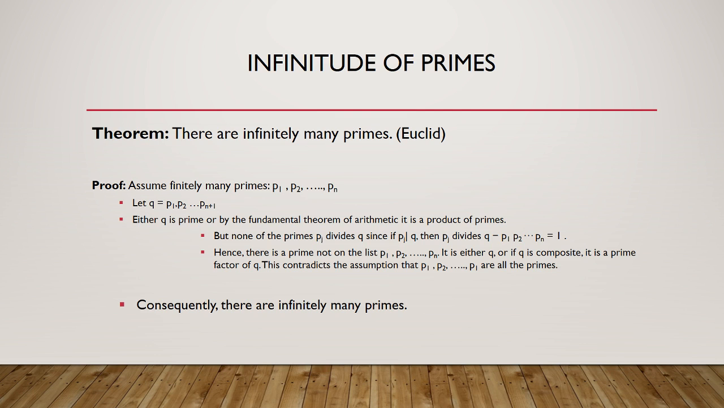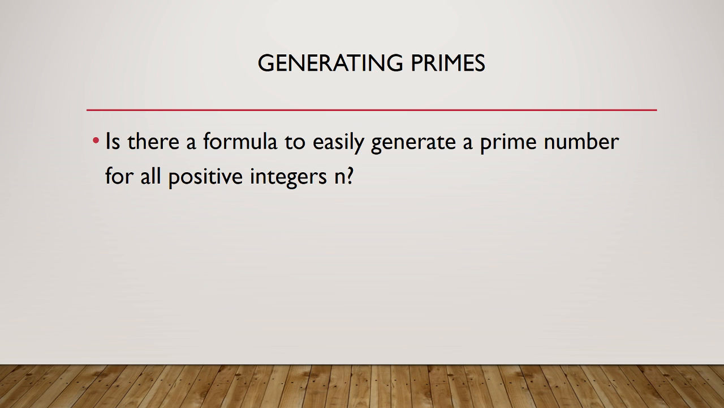So if it's like 4, then it has to be broken down into 2 and 2. But if it's 7, 7 is already prime, so it's got to be one of those two. So consequently, there are infinitely many primes to be found. However, one thing that's not commonly well known is that there is no formula to find large prime numbers.